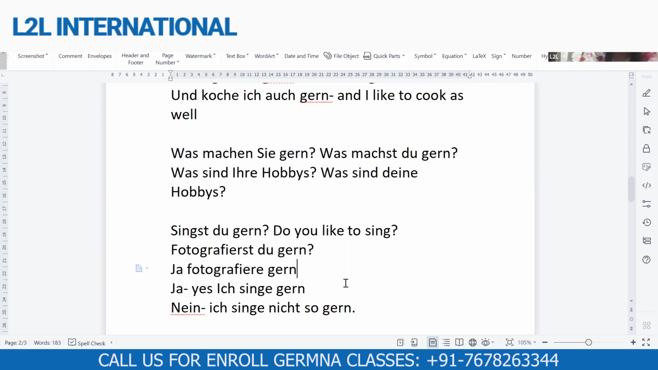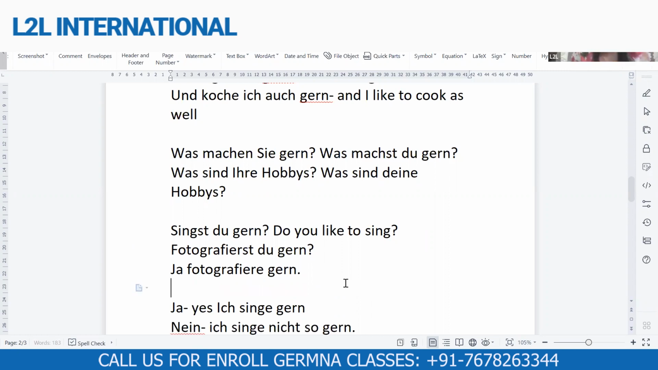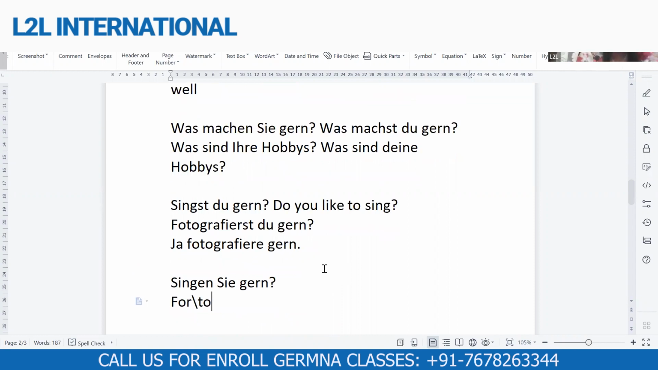So if you want to ask somebody regarding a particular hobby, then just take the hobby in the first place, conjugate it with the verb, and then conjugate it with the subject, and then make a question. Now, for example, you forgot the conjugation. Then the easiest way is make it a formal sentence. Singen Sie gern? Fotografieren Sie gern? So if you have forgotten the conjugation, make sure to make the sentence formal. Then you need not conjugate the verb.